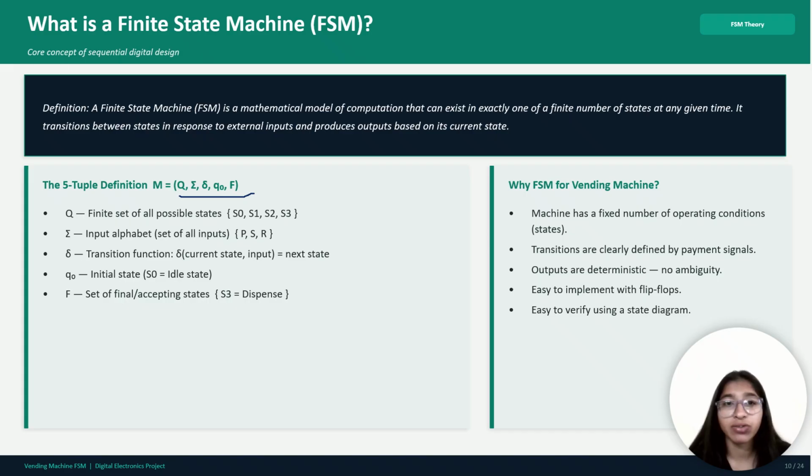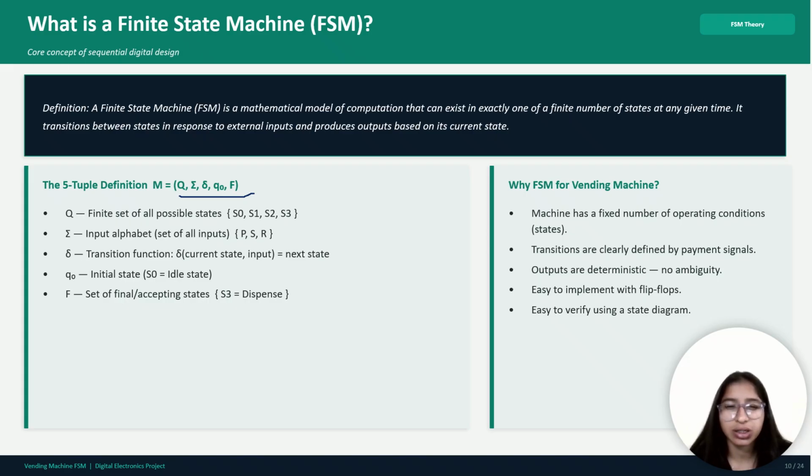And here Q is a finite set of all states. For our machine, Q is equal to S0, S1, S2, and S3. Sigma is the input alphabet, the set of all possible inputs. Here it is the signals P, S, and R. Delta is the transition function. It takes the current state and input and tells the next state.